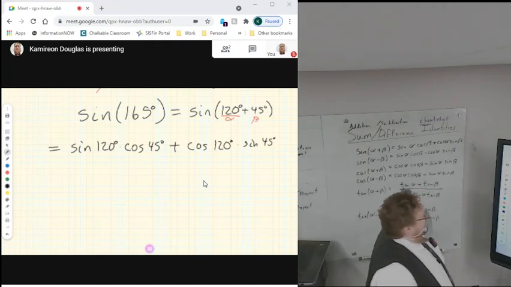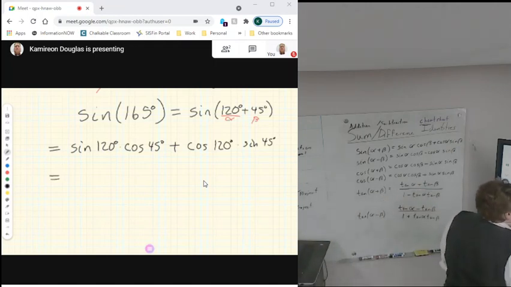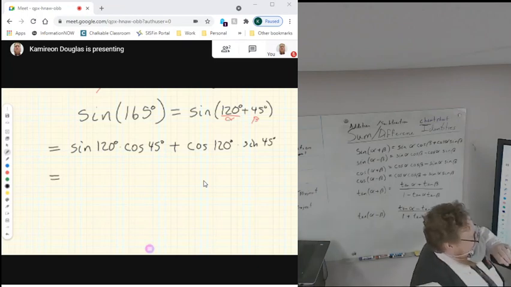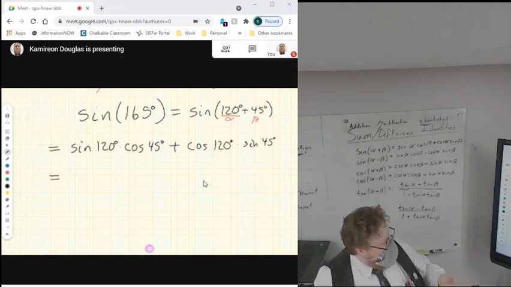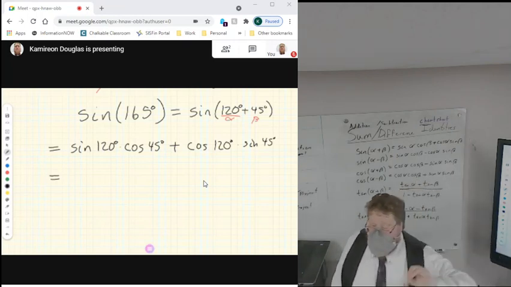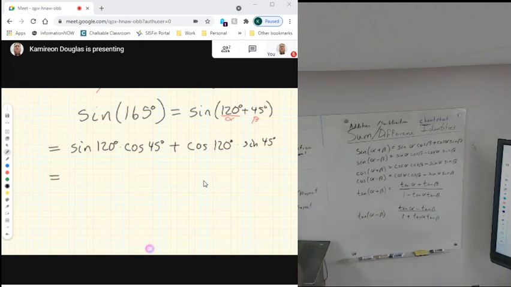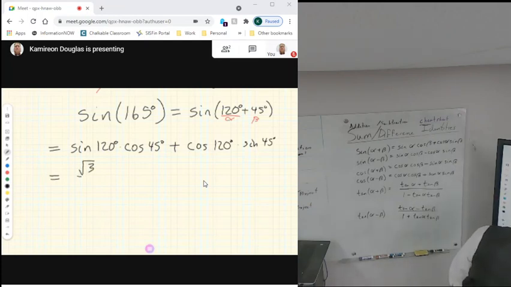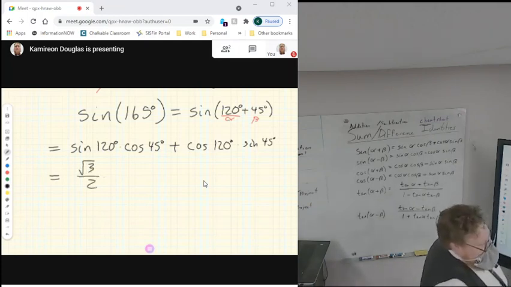Here we go. Equals. So I now need to find four things in the unit circle. Sine of 120, cosine of 45, cosine of 120, sine of 45. Let's go to the unit circle. Sine of 120. So again, reminder, sine is the y value. We're looking for the y value for 120. That is the sine of 120. Square root of 3 over 2.